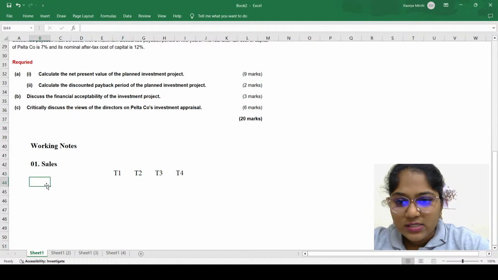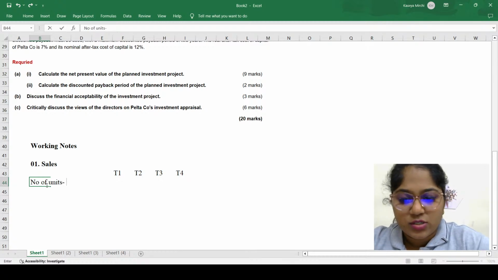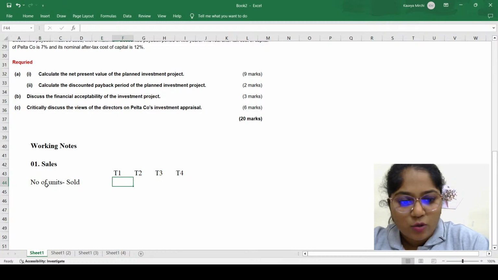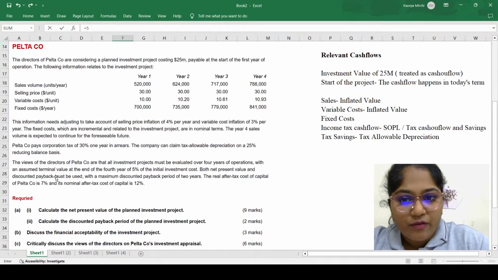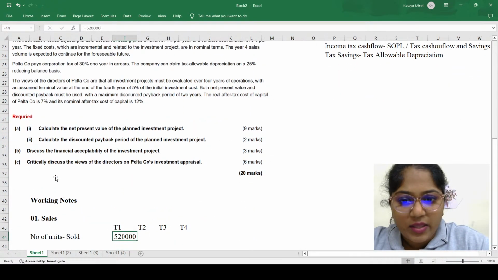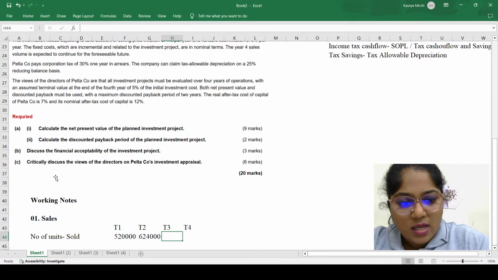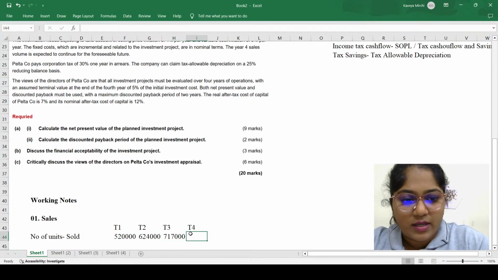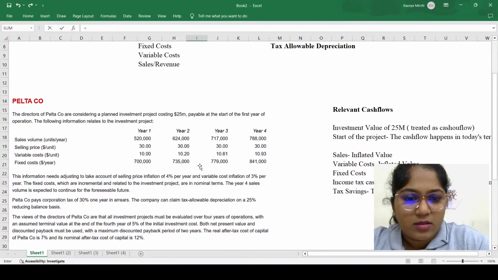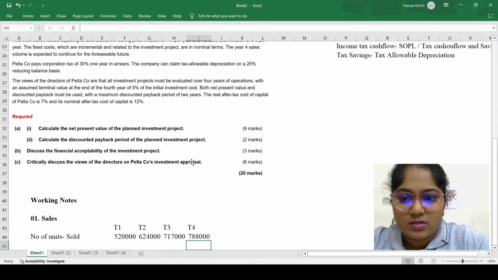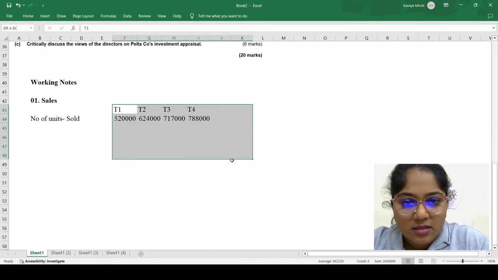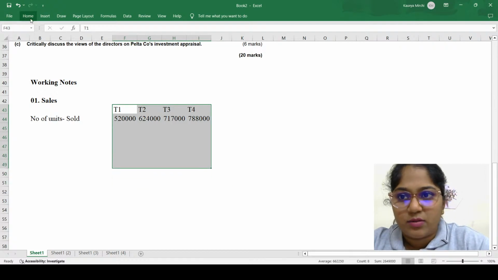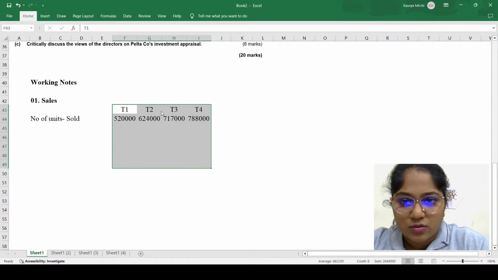Now start. What is the number of units that we can expect to be produced and sold? That is given in the question. If you see, the question has given 520,000 units, then 624,000 units, then 717,000 units, and finally 788,000 units. Correct? I'm just going to align these in the center because I'm a little obsessive with this, people. I'm sorry about it, so that it looks good.